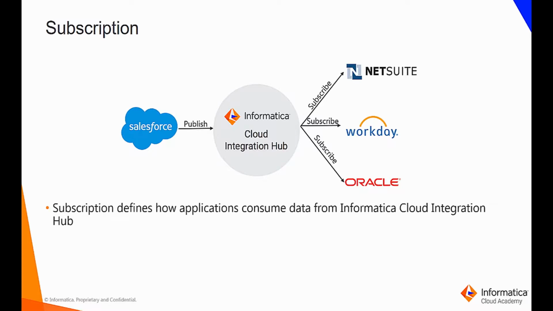Entities that define how applications consume data from Informatica Cloud Integration Hub are called subscriptions. A subscription can subscribe from one or more topics. Multiple subscriptions can consume data from the same topic. The subscription process includes retrieving the required data from the publication repository, running the subscription mapping, and writing the data to one or more subscriber targets.